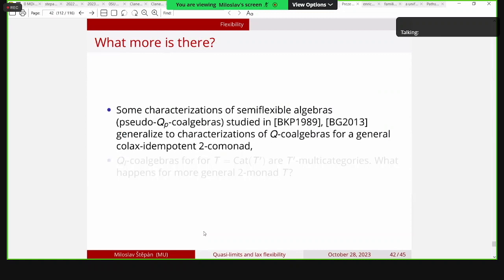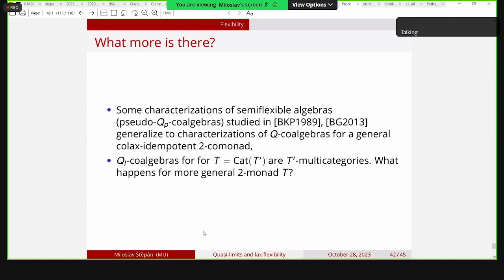There are some things I haven't said. For example, some characterization of semi-flexible algebras that have been studied in these papers. Actually, they can be generalized to give a characterization of Q coalgebras for a general lax-idempotent two-monad. And this dualizes, so you can give some characterization of P algebras, for example, some characterizations of algebras for the lax-idempotent pseudomonad P.